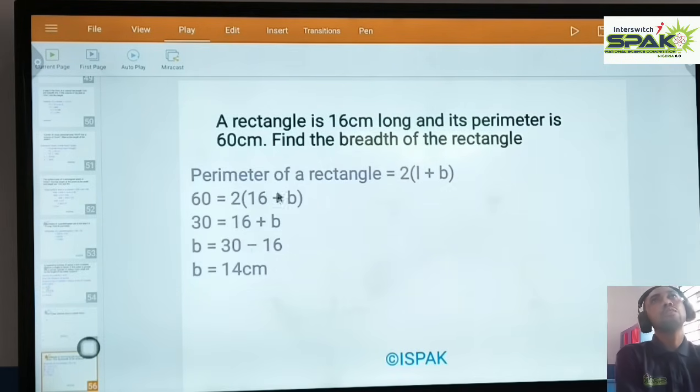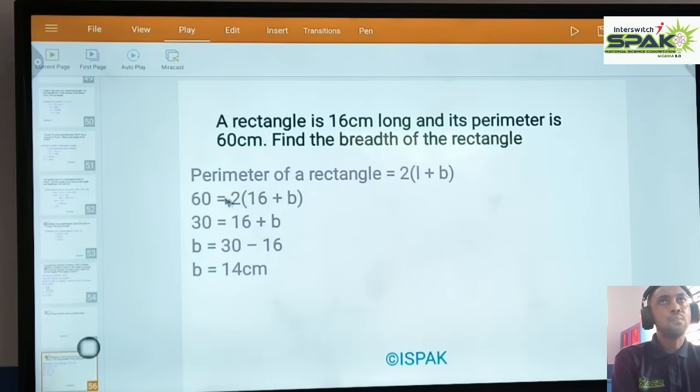A rectangle is 16 centimeters long and its perimeter is 60 centimeters. Find the breadth of the rectangle. Now, to find the breadth, first look at the perimeter of the rectangle, which is 2 times bracket length plus breadth. We are given the perimeter to be 60, so 60 equals 2 times bracket, the length is 16 plus the breadth.